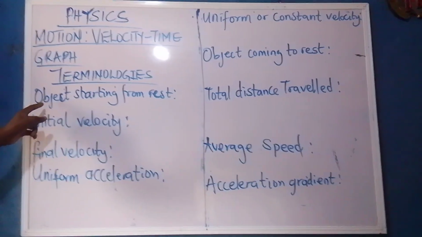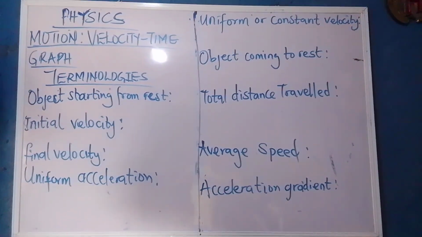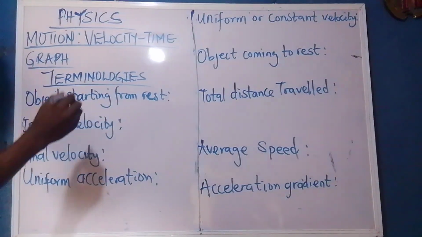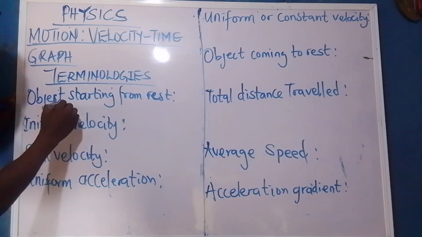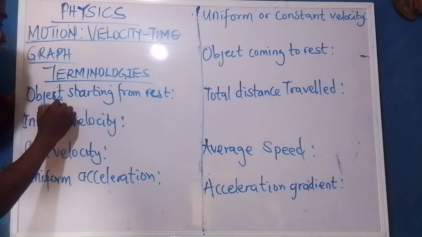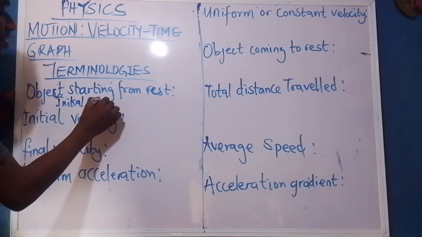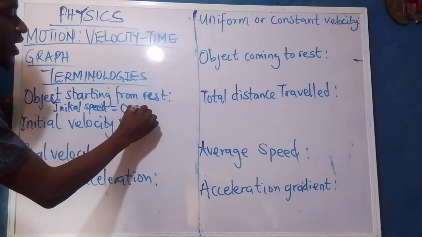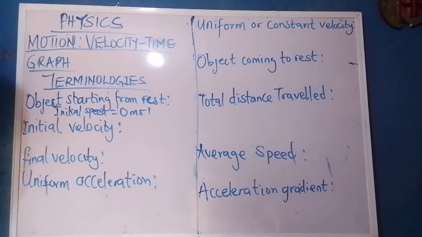Now the first terminology is when they say object starting from rest. When you hear the words object starting from rest, it means that the initial speed that the object is using to move is zero. That's u. Initial speed or initial velocity is equal to 0 meter per second. That's the meaning of object starting from rest.